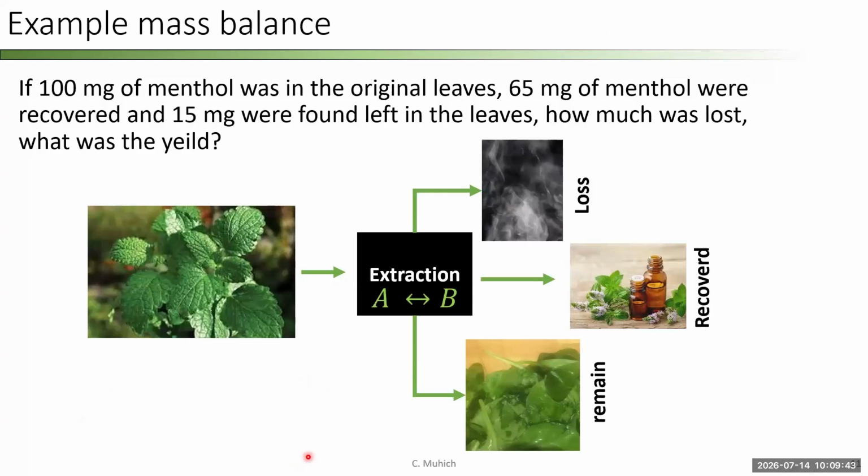So let's go back to our example. Let's assume that we have a bunch of peppermint leaves, and that we have 100 milligrams of menthol, and that's what's in here originally. 65 milligrams of those are recovered in our oil. Some testing of what remains in the leaves after the recovery process found there were 15 milligrams left in the leaves. So my question to you is, how much menthol was lost and what is our yield?